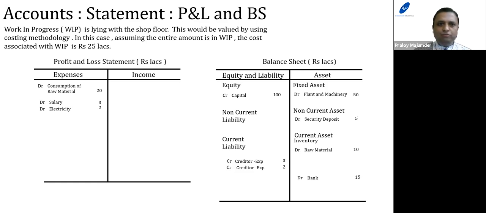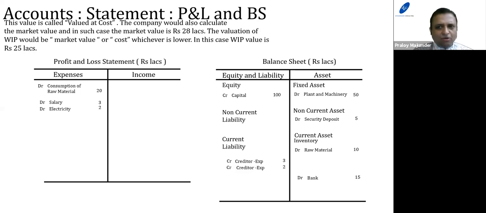Now, what we assume is that the entire amount of raw material consumed, salary and electricity expenses has been used to prepare the WIP. So the entire raw material has been used and is lying in WIP. And the cost of the WIP is 20 plus 3 plus 2, that is 25. This is called valued at cost. The company would also calculate the market value. What is the market value? If I sell it at this moment, what would be the market value? Suppose the market value is 28 lakhs. However, the valuation of WIP will take place by the matching principle, that is, the market value or cost, whichever is lower. So in this case, the WIP value would be 25 lakhs.